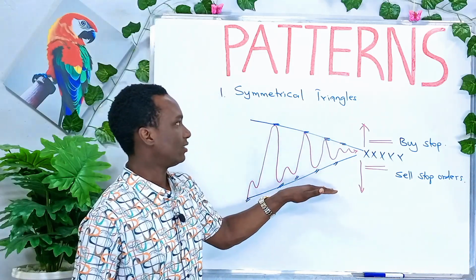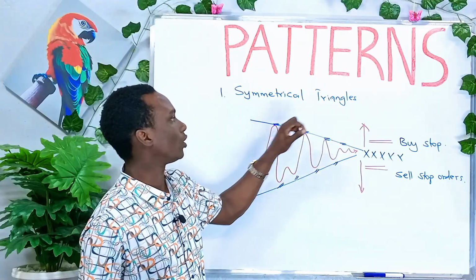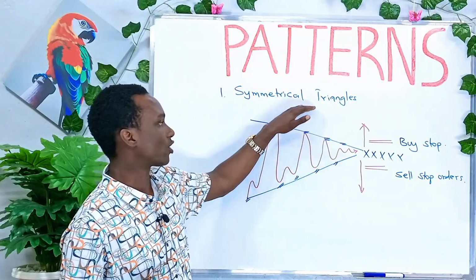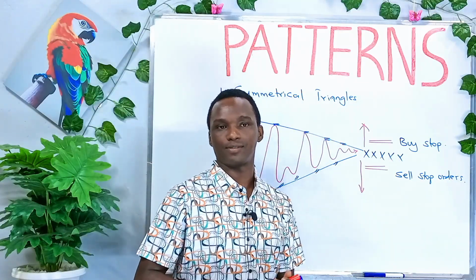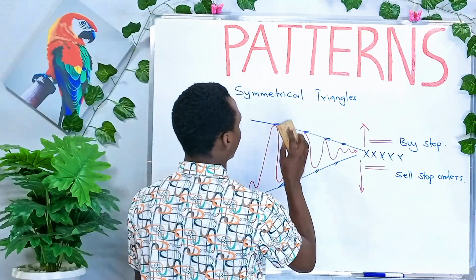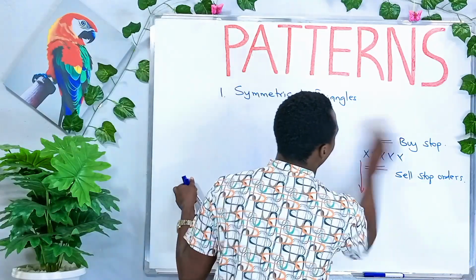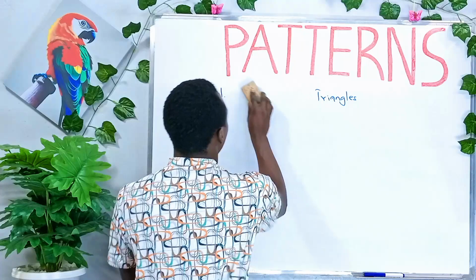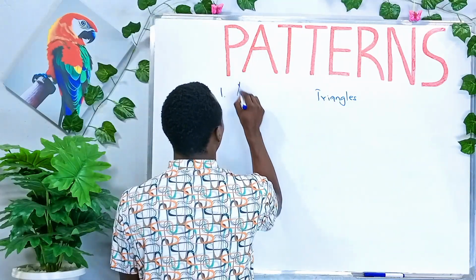If this is clear, we are going to look at the ascending and descending triangles to see how different they are from the symmetrical triangle. Okay, any question? We can wrap this and look at the ascending triangle. Okay, good. Let us look at the ascending triangle.